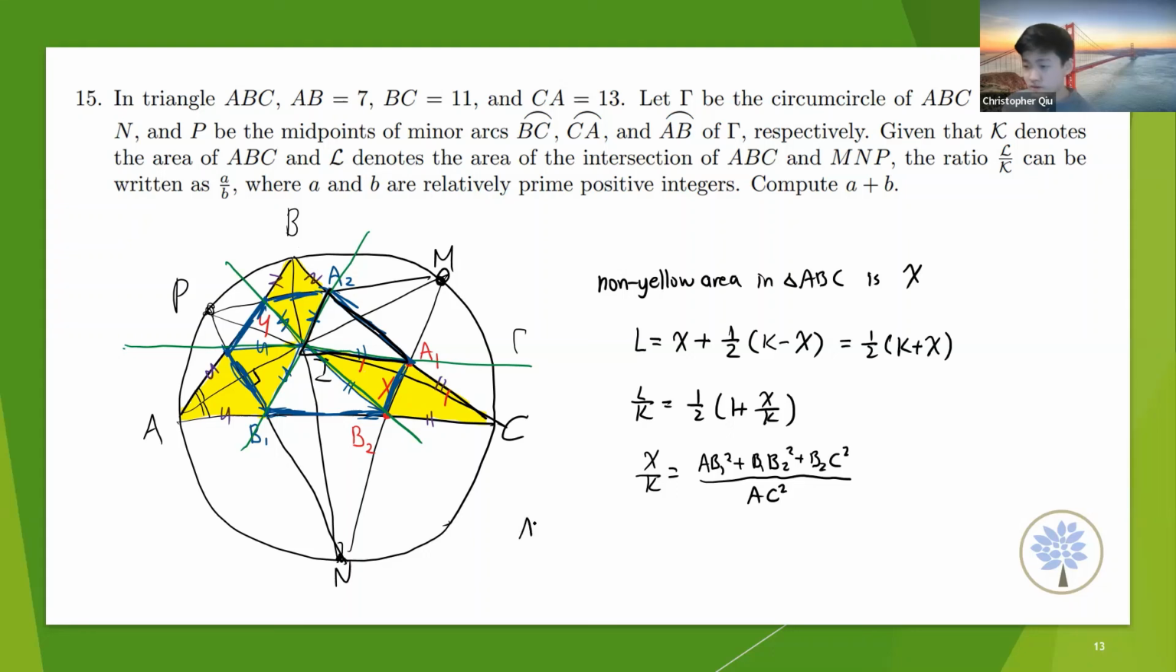So now let's try to find AB1 over AC. Because if we can find AB1 over AC, B1B2 over AC, and B2C over AC, we're done. Because all we need to do is to find this ratio. So let's do that.